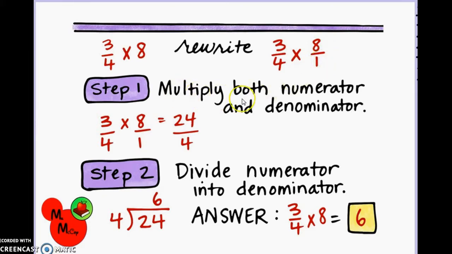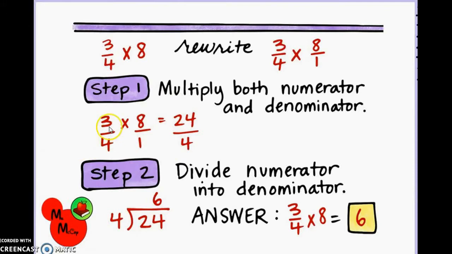Okay, step 1, you multiply both numerator and denominator. This is why I find multiplying and dividing fractions easier than adding or subtracting fractions, because you don't have to find a common denominator, the greatest common factor, or least common multiple. You just do what your sign says.